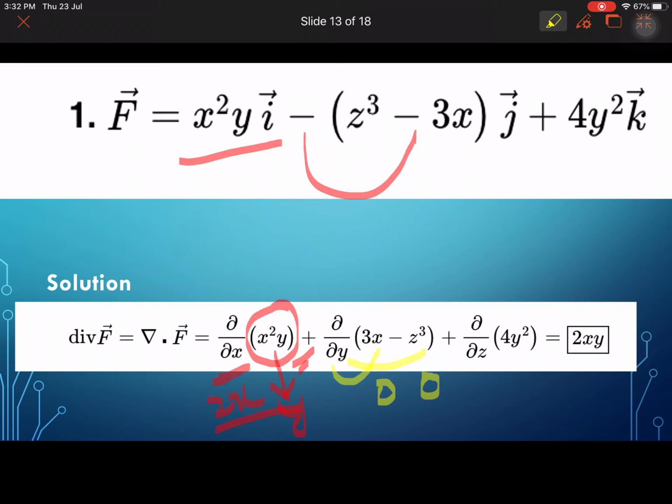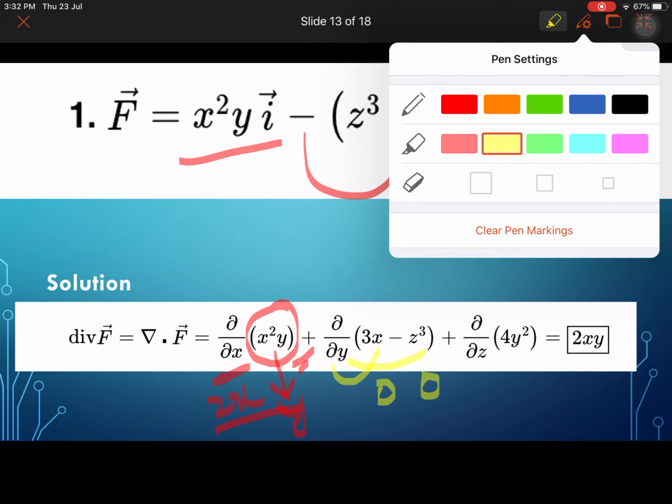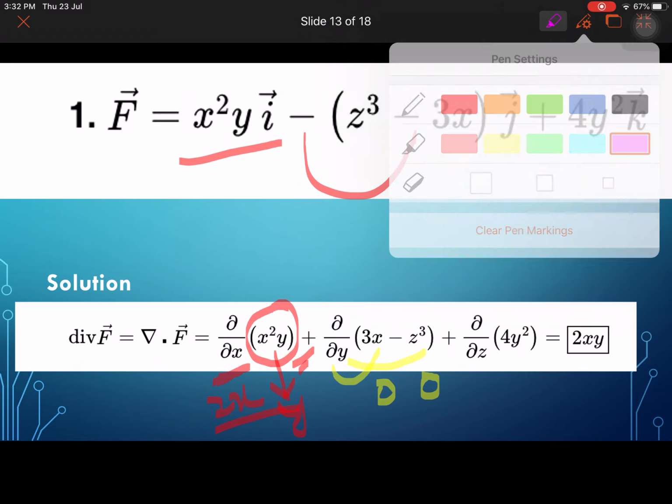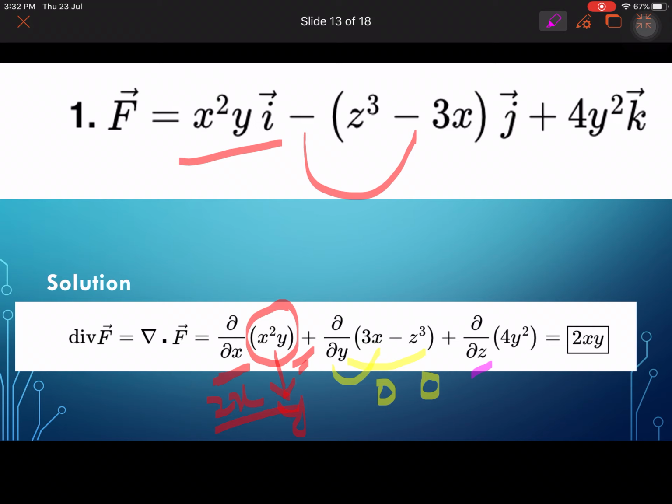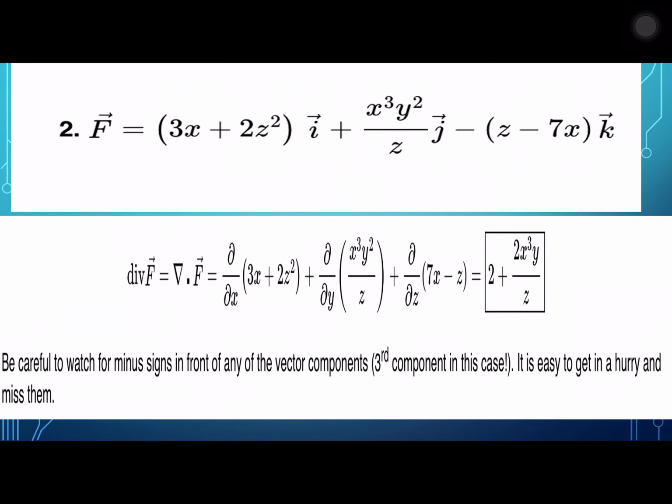In this case also you can understand that with respect to z we are differentiating, the function is 4y square, so this value is also 0. So what is the final value? 2x into y. This is the final value, right my dear? Okay, this is it. If you have any doubt you can ping me.